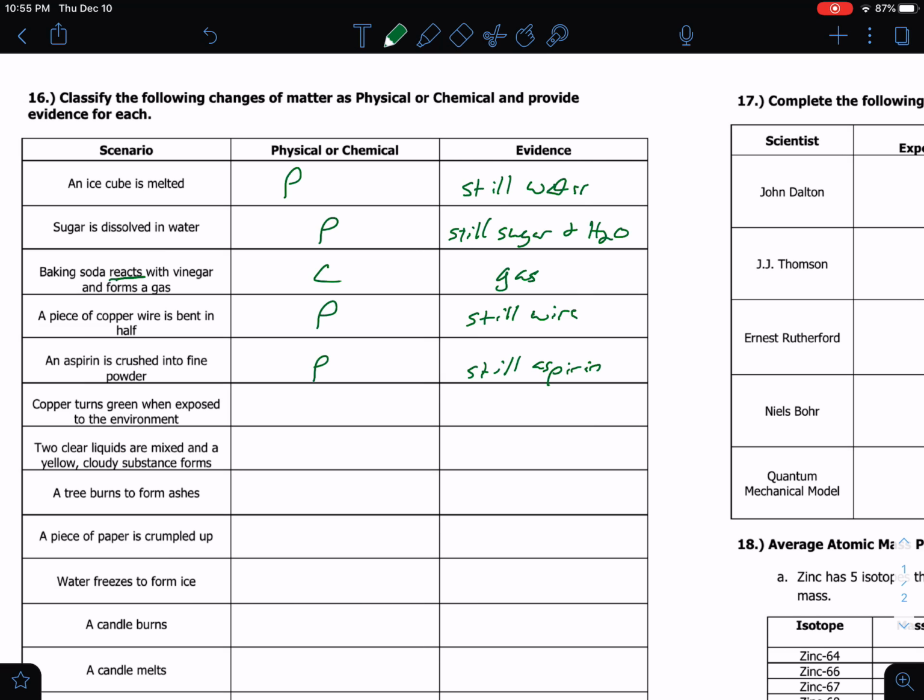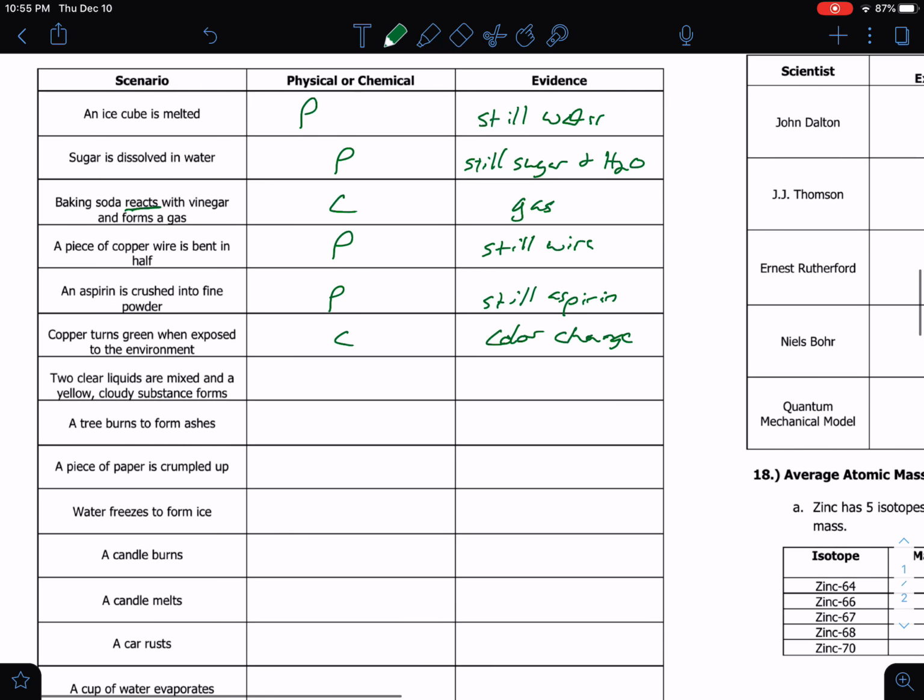Copper turns green when exposed to environment. So this is corrosion. This is going to be chemical. We're actually changing it, and a color change would be one of those hints that it is a chemical change. Two clear liquids are mixed and a yellow cloudy substance forms. So we're creating a precipitate there. That's going to be a chemical change. We're creating a precipitate, a solid, out of two liquids.